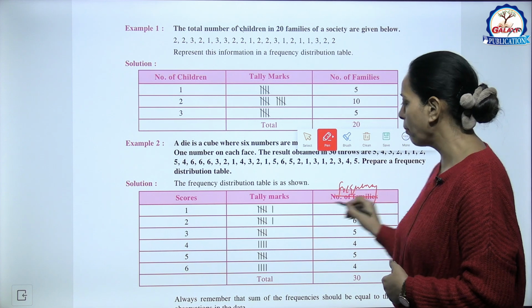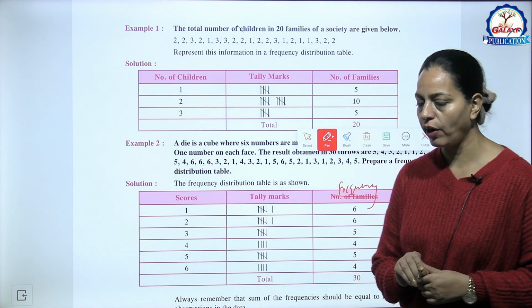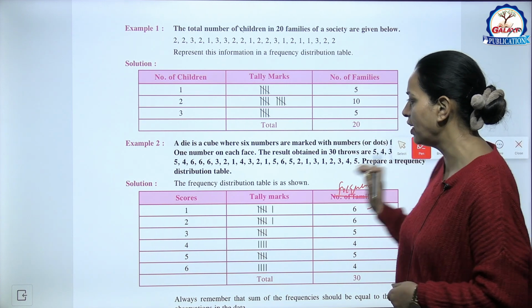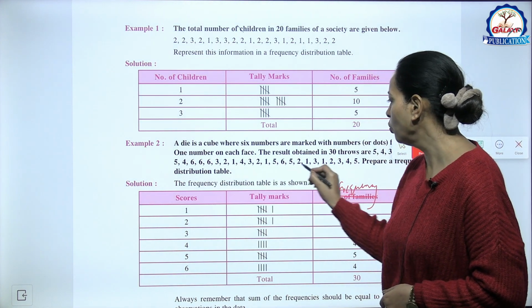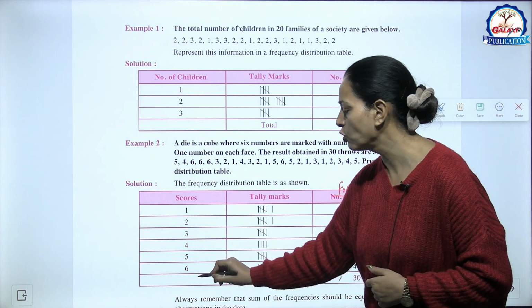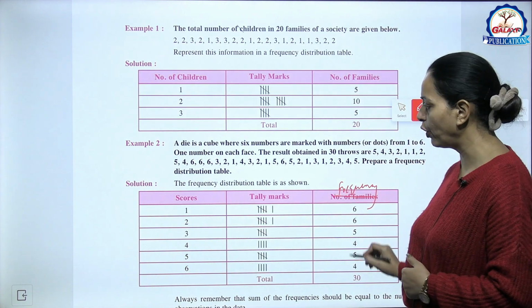So see here numbers 1 to 6. Right, now 1 is coming how many times? See here 1, 2, 3, 4. So here write the numbers 1 to 6, then tally marks and then frequency.